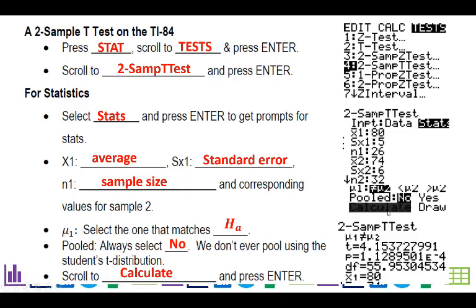And then you can scroll to Calculate and press Enter, and you will get an output like this. And the important thing is, remember, if you're using your calculator, these are the values that you definitely want to write down on your free response section, because this is what you use to make your conclusions.